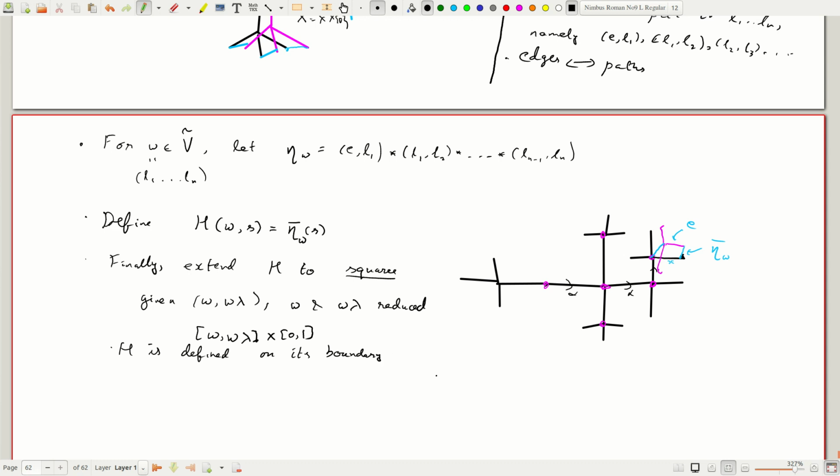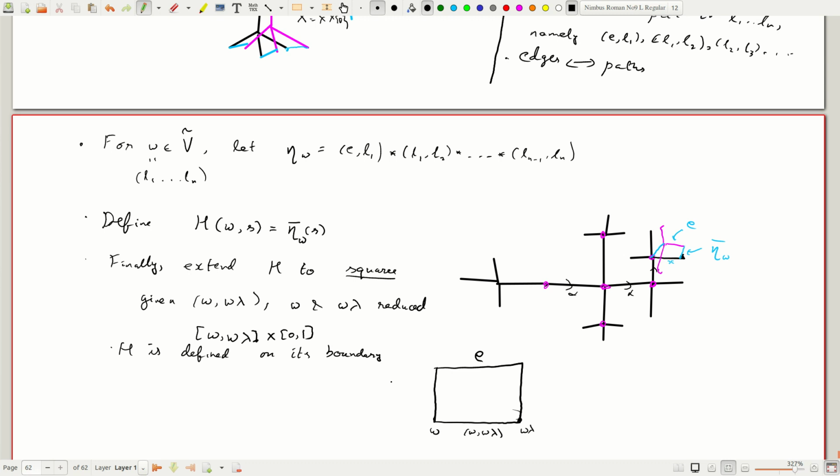And let's see how it is defined on its boundary. So here let's just look at this square. Okay, so here it is simply E on top. On the bottom, this guy goes to W, this guy goes to W lambda. It's going to be W lambda. It's going to be this edge W lambda.